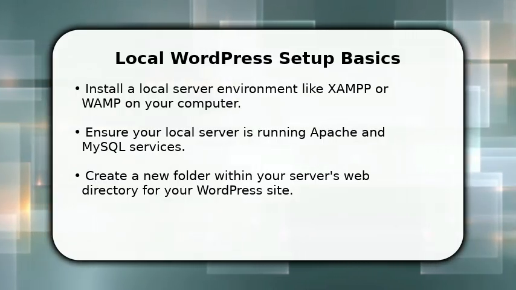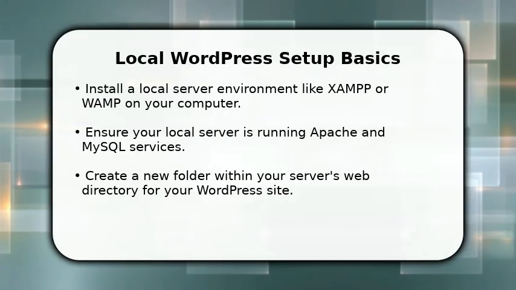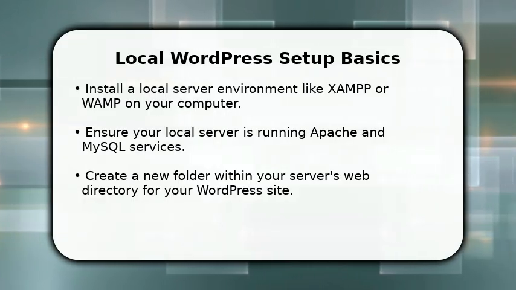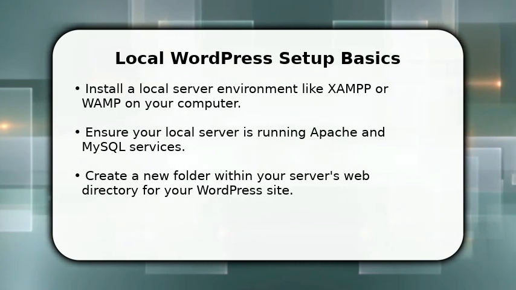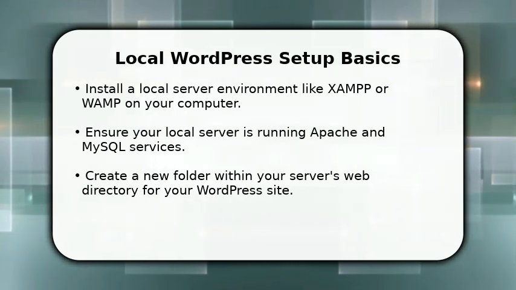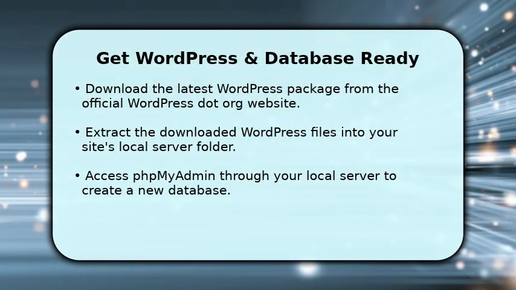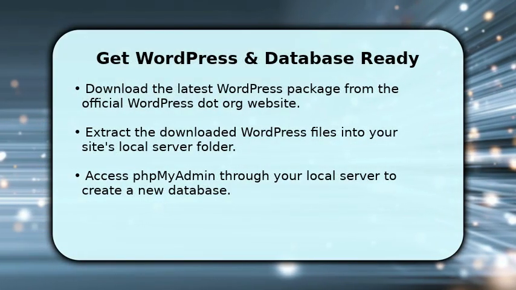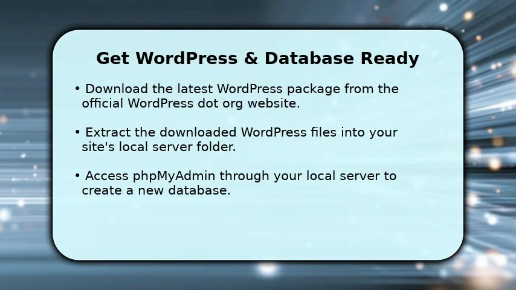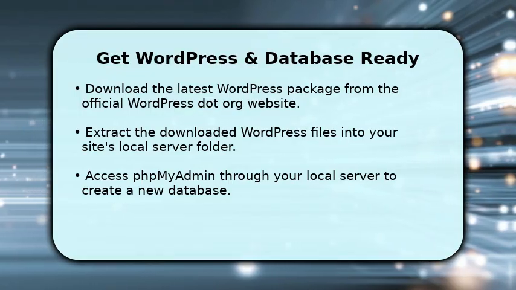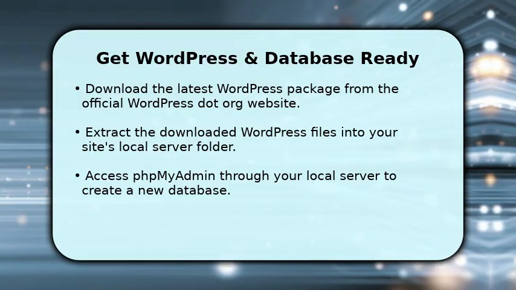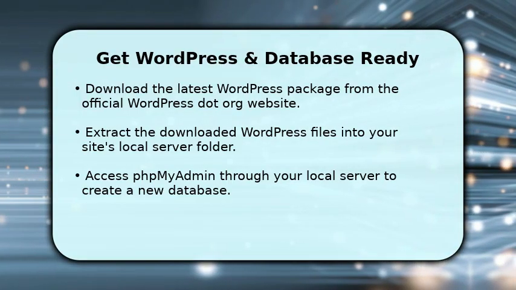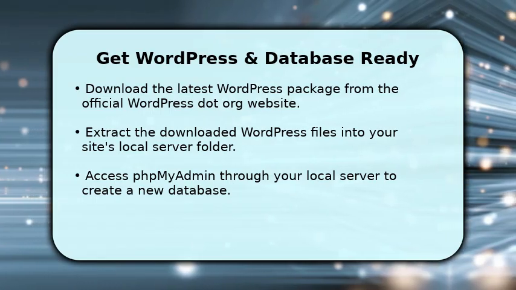Then, create a dedicated folder for your WordPress project inside your server's webroot directory, often named htdocs or www. Next, head over to the official WordPress.org website and download the most recent WordPress package. Once downloaded, extract all those files directly into the new folder you created in your local server's web directory.